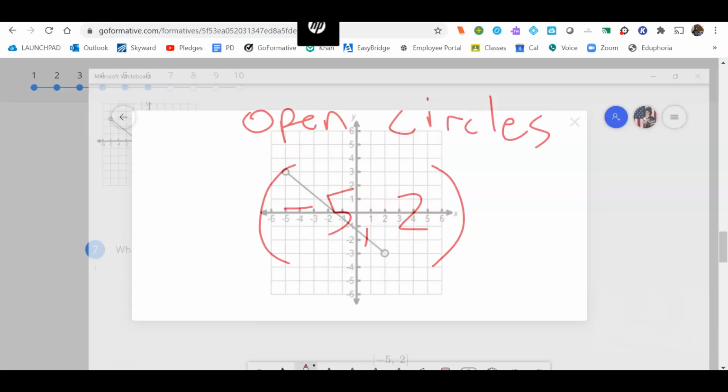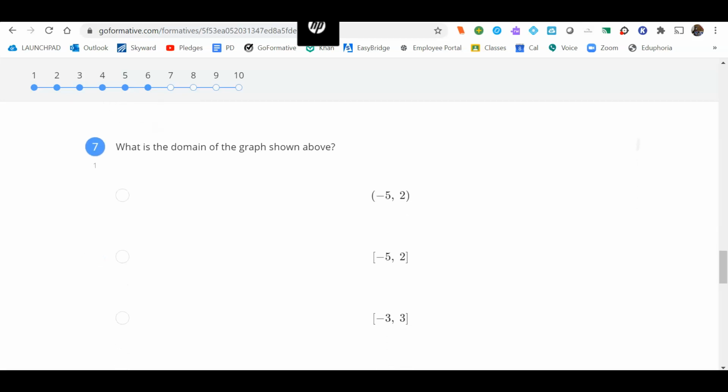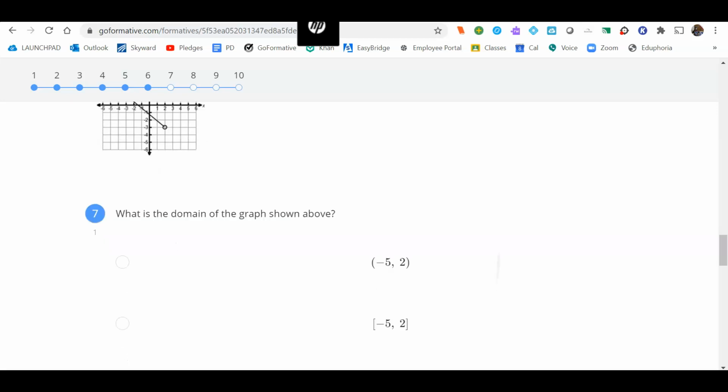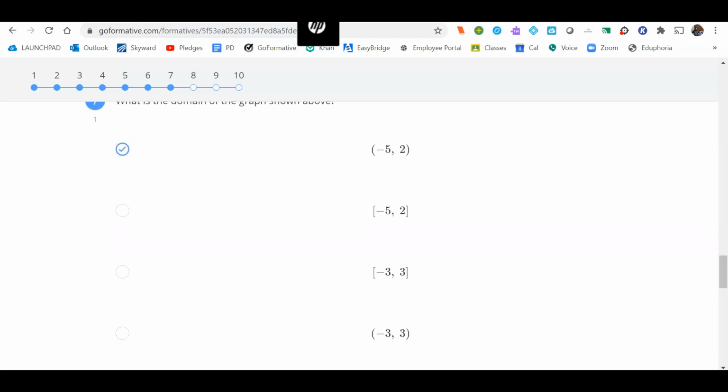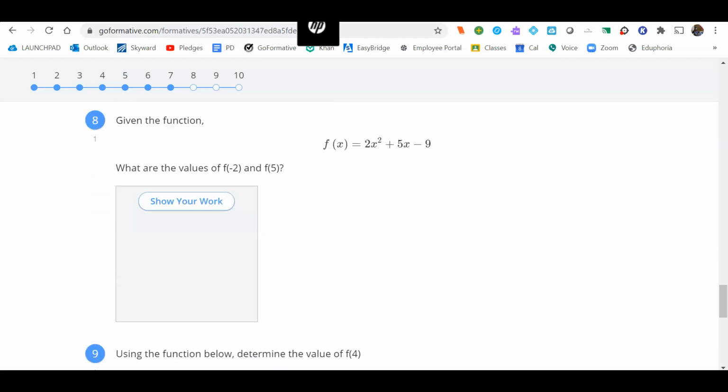Cool? So let's go back to our answers. Let's look at that multiple choice. Now, does everyone see the first one and the second one are slightly different? The first one has parentheses, the second one has brackets. We're not going to get confused. Open circles means parentheses, right? So we have to pick the first one, not the second one. That's a distractor. Okay. All right, next. The parenthesis looks like half a circle.